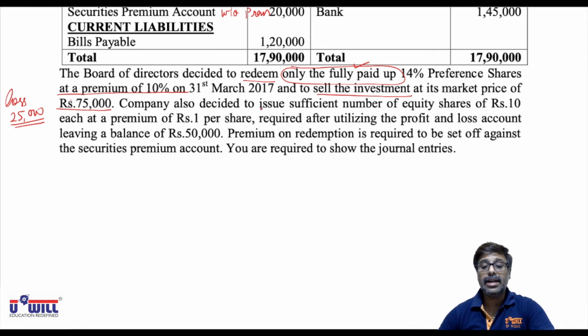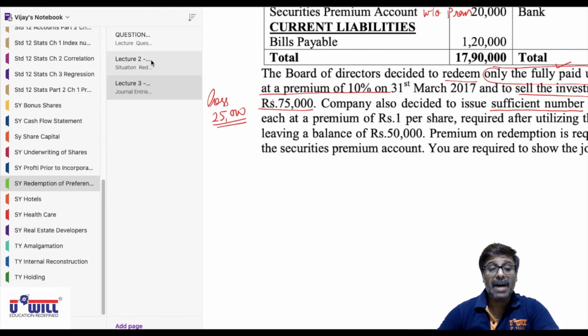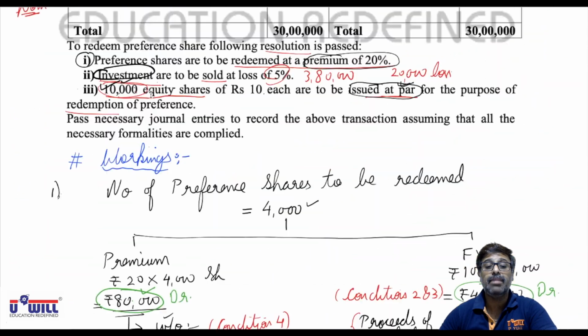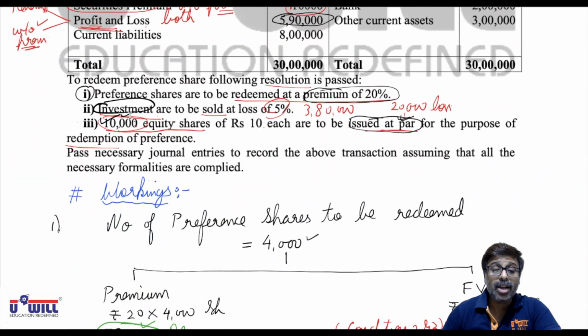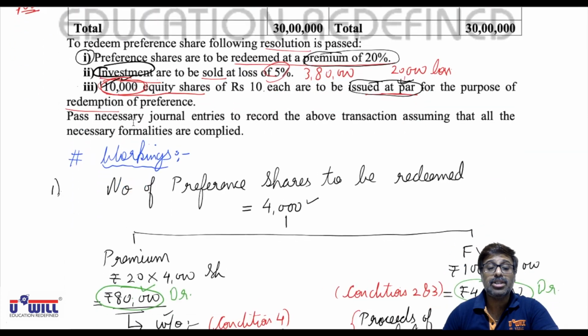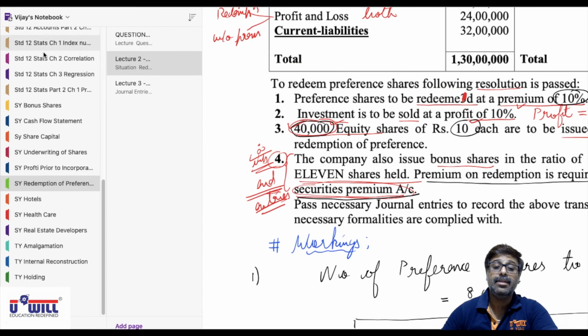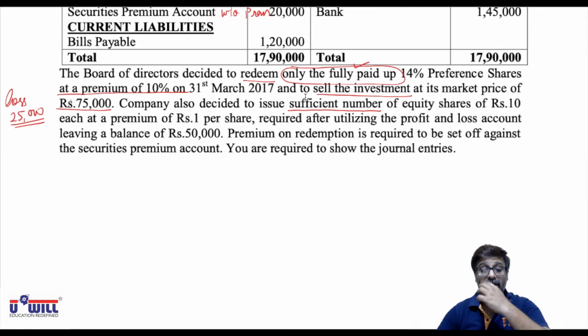Company also decided to issue sufficient number. Underline this. Mark it important. If you recollect the past lecture, the 2 questions we solved, question number 13 and question number 2, the quantity of equity shares issued was already given. Like in question 2, 10,000 shares are issued, in question 13 also 40,000 shares are issued. But here the quantity of equity shares is not given. Sufficient number of equity shares is mentioned. Now, what is this sufficient number? We will have to find it.